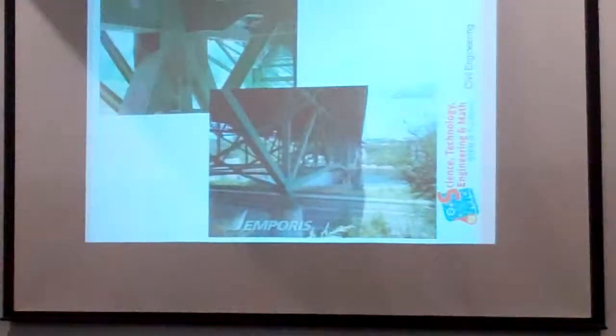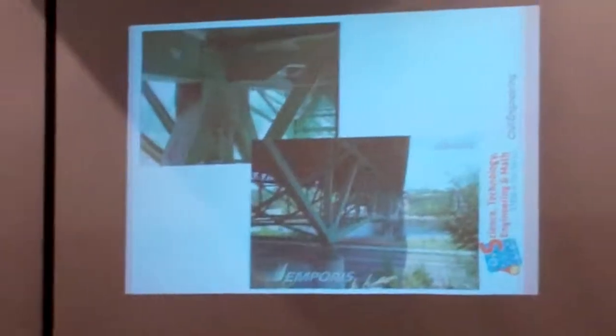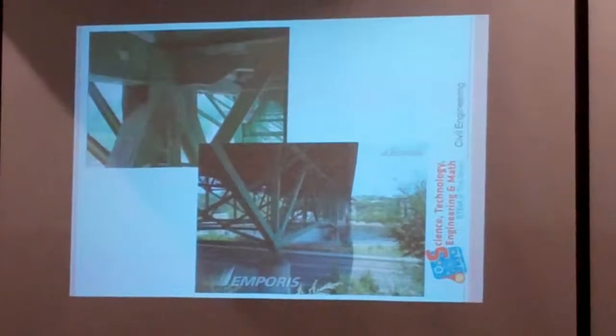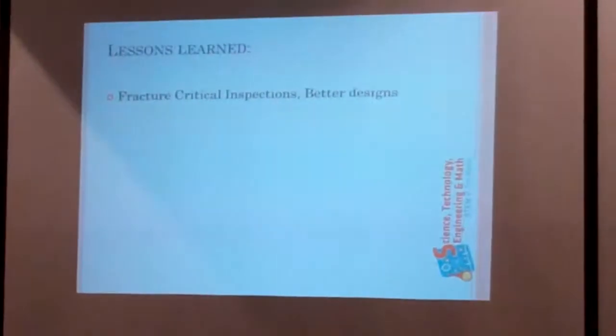That's one of the things now, after that collapse, Ohio went and looked at all their bridges of this type and inspected them to make sure that the gusset plates weren't buckling under the weight and stuff like that. And if anything needed correcting, they did the corrections. But design and inspection of the members that are very critical to this bridge design is what we learned.